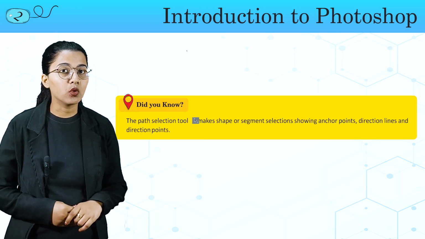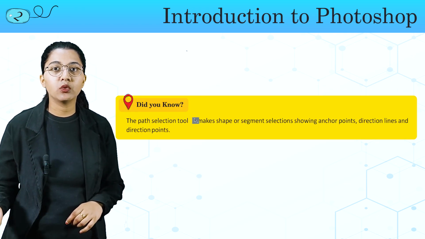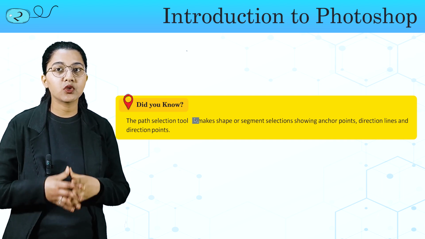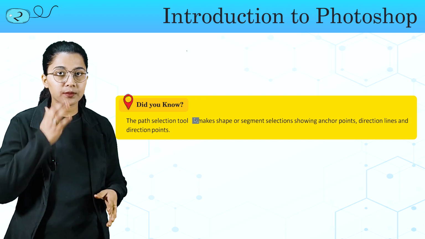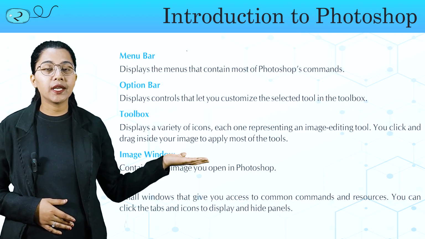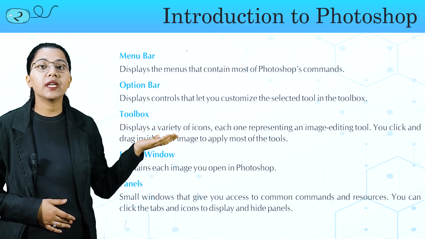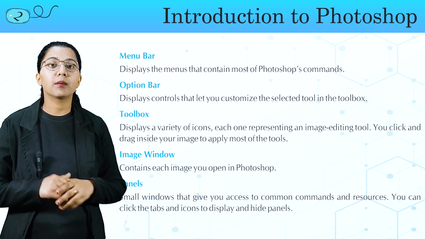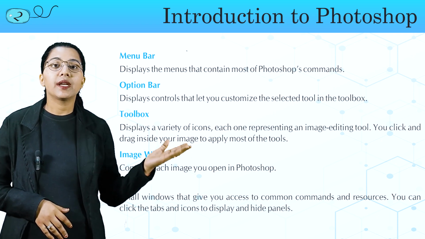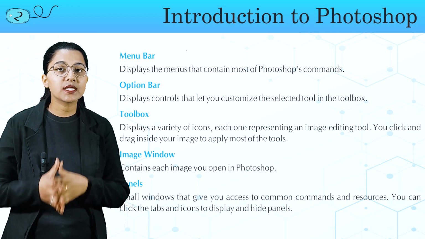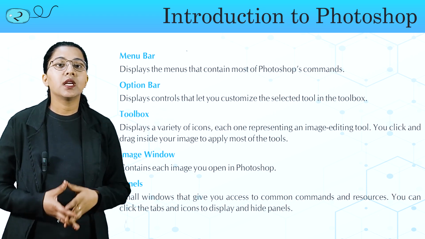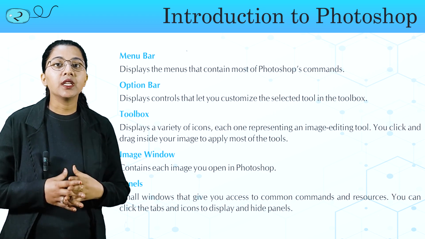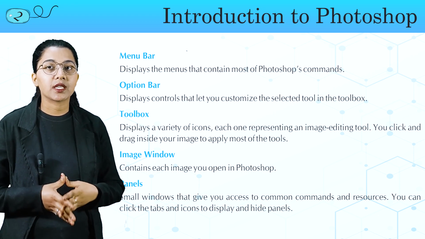So students, did you know the path selection tool makes shape or segment selection showing anchor points, direction line and direction points. So students, let's read about the menu bar in detail. It displays the menu that contains most of Photoshop's commands. The option bar displays controls that let you customize the selected tool in the toolbox. The toolbox displays a variety of icons, each one representing an image editing tool.